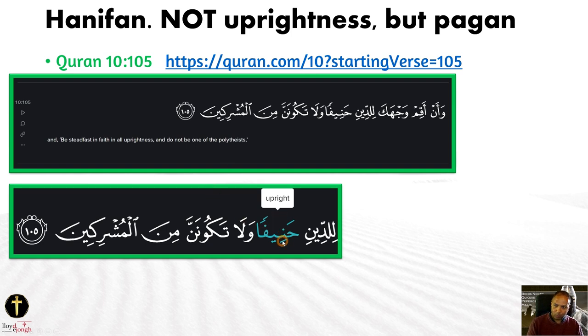This is translated as upright. It is Hanifan, right? Now, upright actually refers to upright pillars. If we go through the Bible and we look at the injunction that Abraham was given, it was do not worship upright stone pillars because this is paganism. What did we see in the beginning, in the very first episode? We saw this worship of upright stone pillars as part of the pagan moon worship of Al-Makkah.